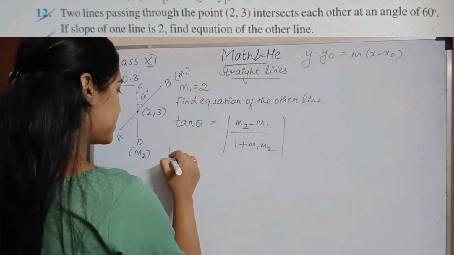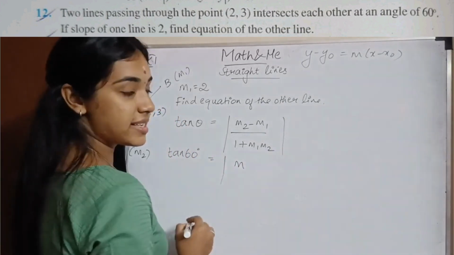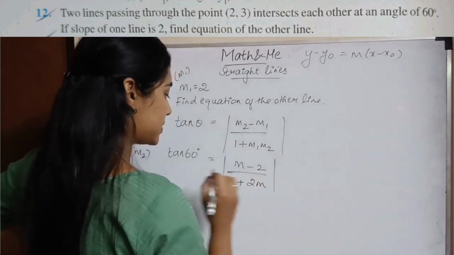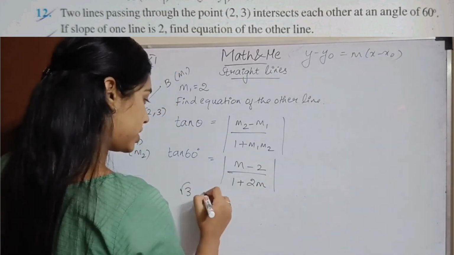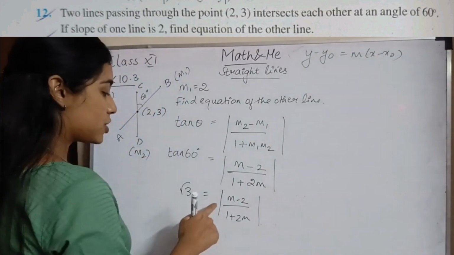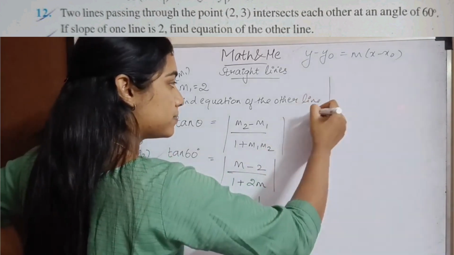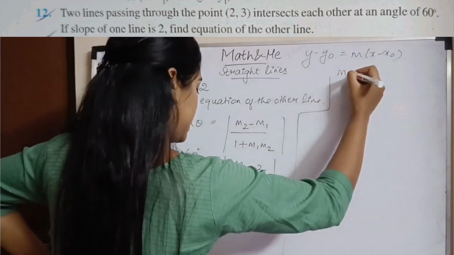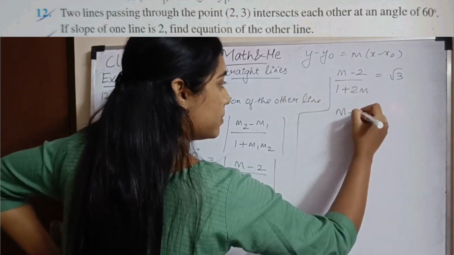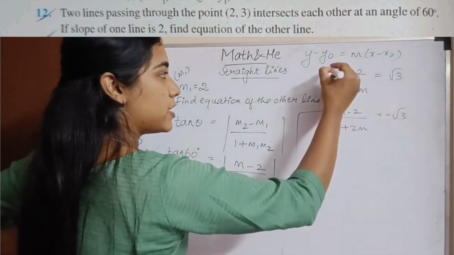Okay, so now let's solve it. Tan 60 equals, what is your m2? Let me just write it as m minus m1 divided by 1 plus 2m. What is tan 60? Root 3. So root 3 equals m minus 2 divided by 1 plus 2m. So when I remove the modulus sign, what do I have? I have two values, plus or minus root 3. So let us solve for both. m minus 2 divided by 1 plus 2m equals root 3. m minus 2 divided by 1 plus 2m equals minus root 3. Right?